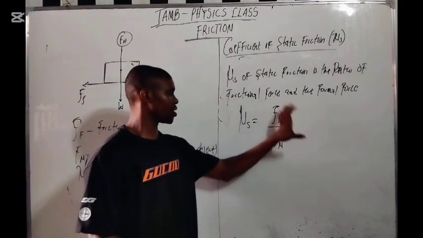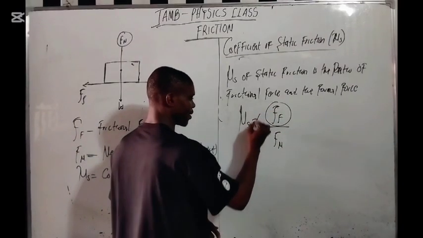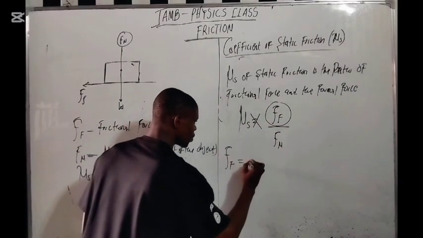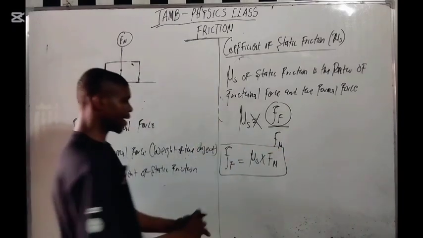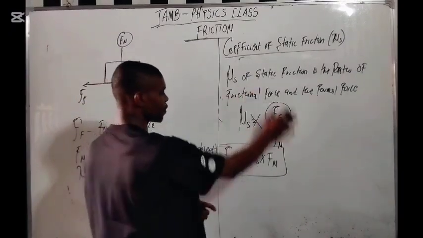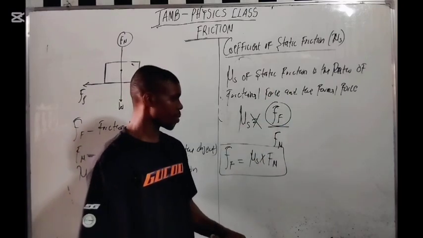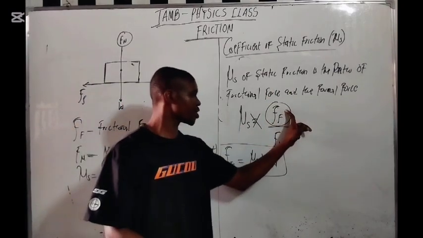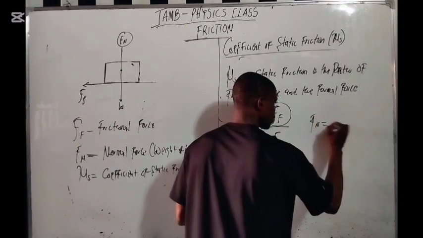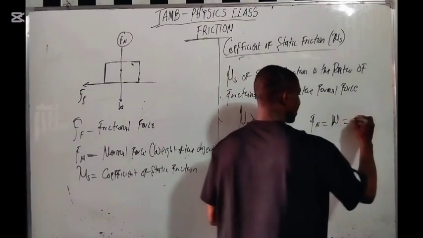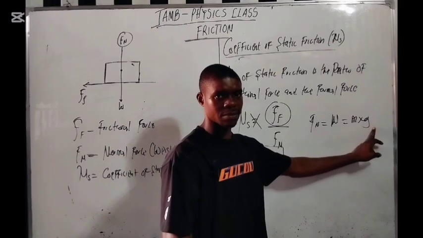So this is the formula here. If you make frictional force the subject of the formula, you will have frictional force equals coefficient of static friction times the normal force. This is the formula you need to apply when you are solving problems on starting friction. You understand? Now remember this normal force here is the weight, because it is m times g, the mass of the object times acceleration due to gravity.